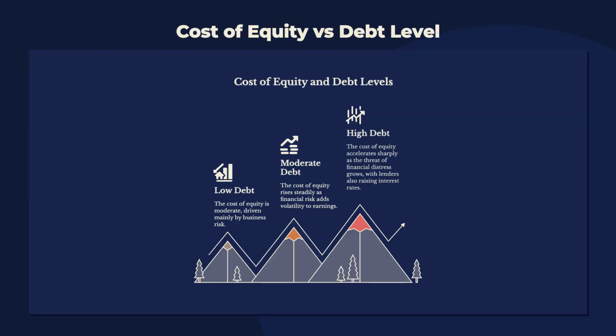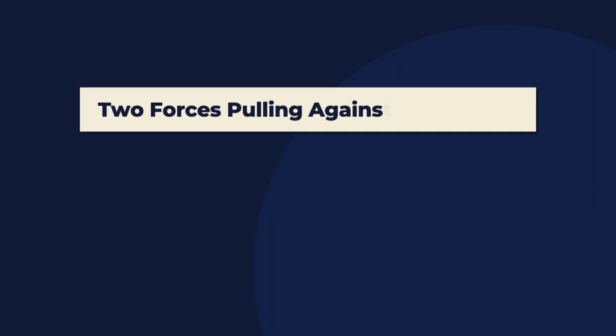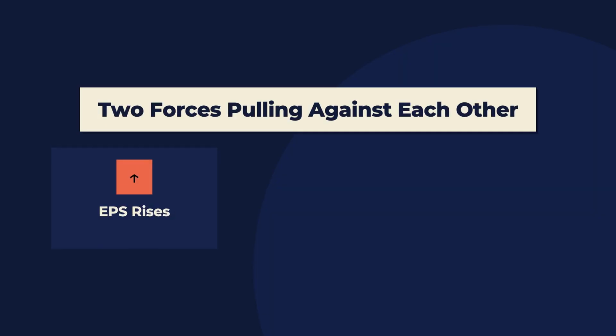At low debt, shareholders face mostly business risk and require a moderate return. As debt rises, financial risk thickens, earnings grow more volatile, and once debt is high enough to threaten real distress, the required return accelerates, with lenders raising rates in parallel. Borrowing lifts per share earnings, but it simultaneously raises the return shareholders demand, and these two effects pull in opposite directions on the stock's value.